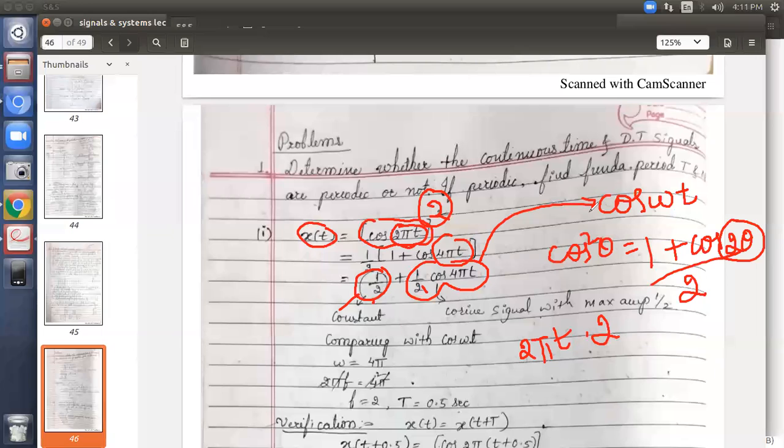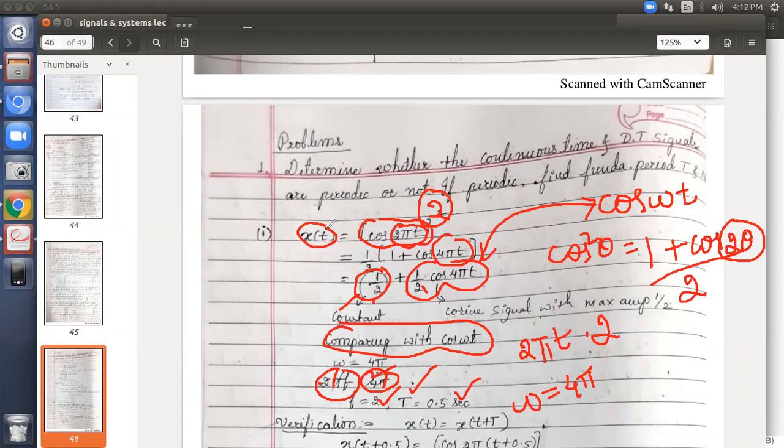So let us compare it with the cos term, cos of omega t, and cos 4 pi t. If you compare both, what is the angle? Omega will be equal to 4 pi, right? What is omega? Omega is equal to 2 pi f. 2 pi f is equal to 4 pi. Pi pi gets cancelled, 2 ones are 2, 2 twos are 4. So f equals 2. Take the reciprocal of frequency, you will get the time period 0.5, half, 1 by 2 seconds. So this is how we found the signal's fundamental period capital T.